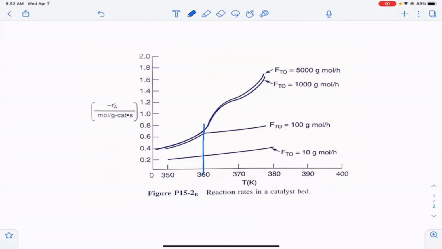So let's think about this just a little bit, and let's look at the overall effectiveness factor. If you remember, we actually defined the overall effectiveness factor as the rate of reaction divided by the rate of reaction if everything was at the bulk concentration, right?